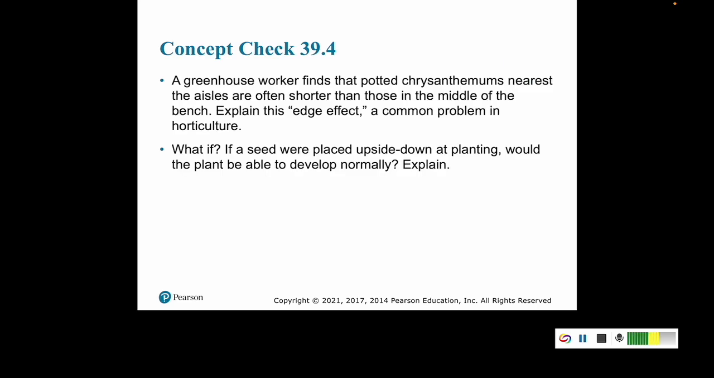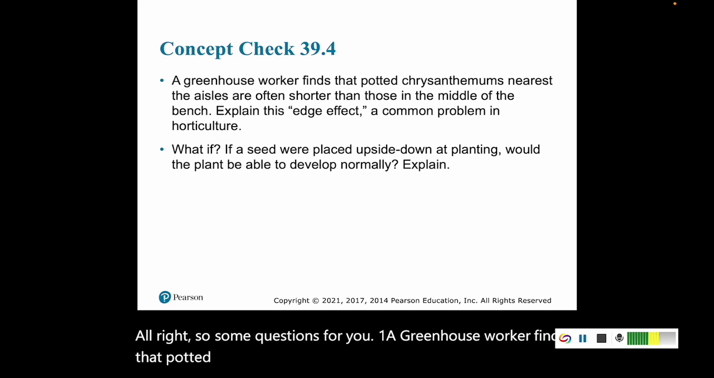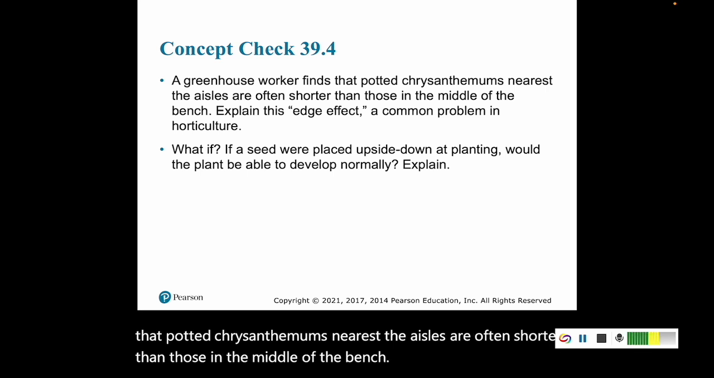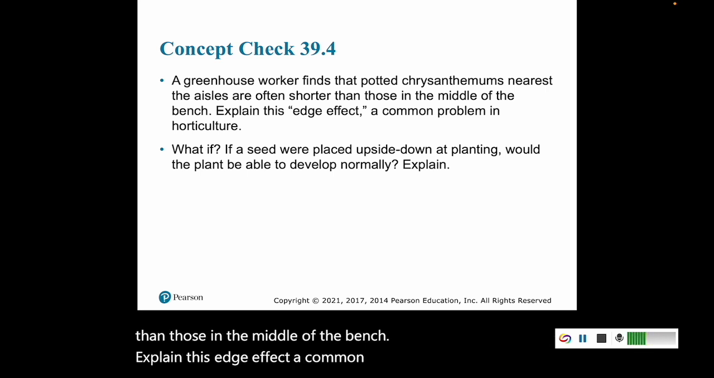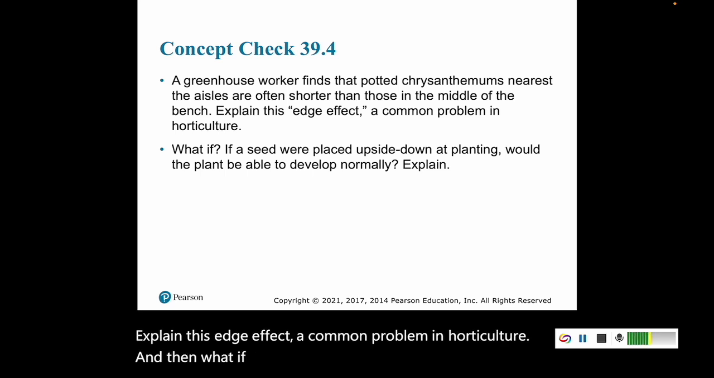All right, so some questions for you. One: a greenhouse worker finds that potted chrysanthemums nearest the aisles are often shorter than those in the middle of the bench. Explain this edge effect, a common problem in horticulture. And then, what if a seed were placed upside down at planting? Would the plant be able to develop normally? Explain.